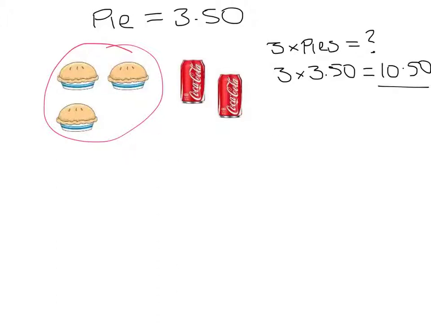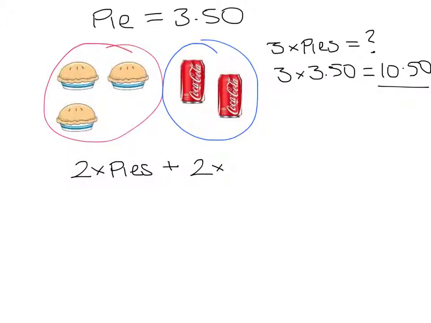Now let's say we also get sent to the canteen, and in addition to our 3 pies, we've been asked to also buy 2 cans of Coke. Well, it seems pretty simple, doesn't it? We've got to buy 3 by pies plus 2 by Coke. How do we work that out? Well, it's quite simple. You're saying to yourself now, this is very simple.